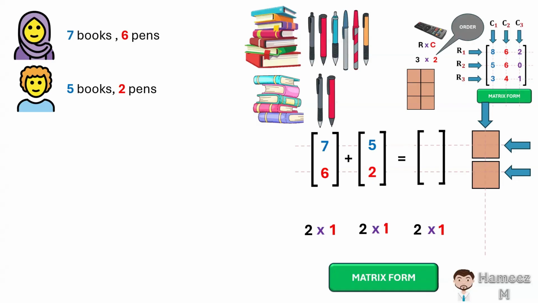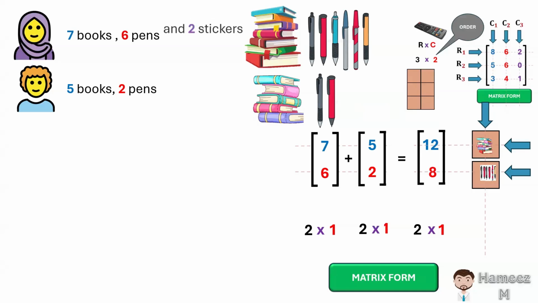And that gives us a 2 by 1, which is, if we put in there 7 and 5, that gives us 12 books. And if we bring the pens, 6 pens and 2 pens, so 6 and 2 is 8. So we have 12 books and 8 pens.